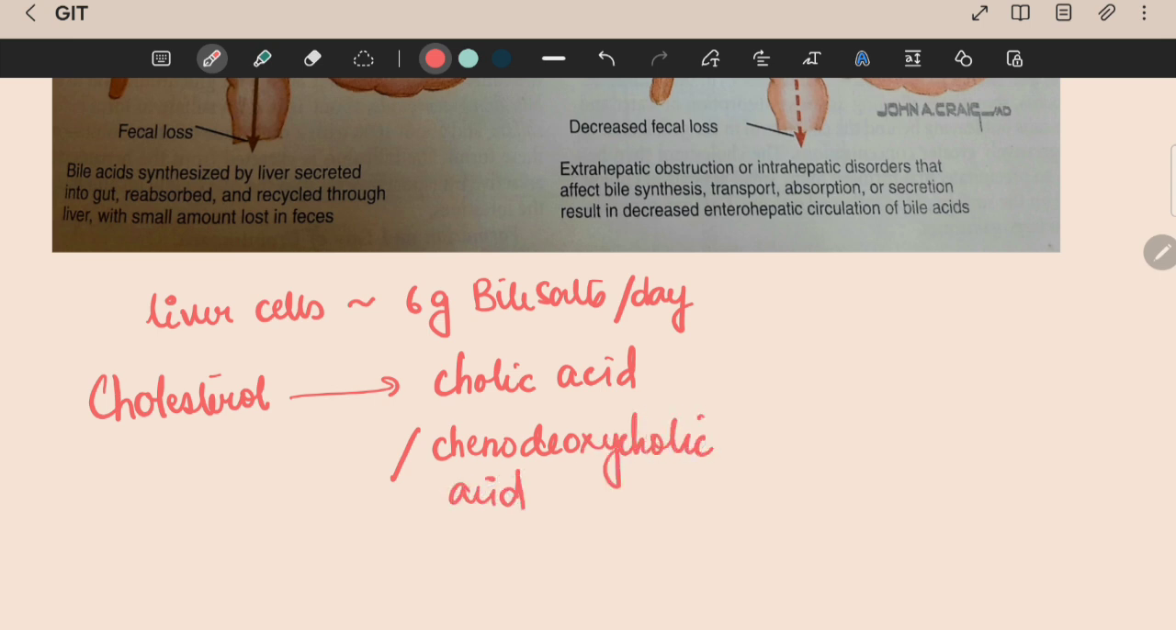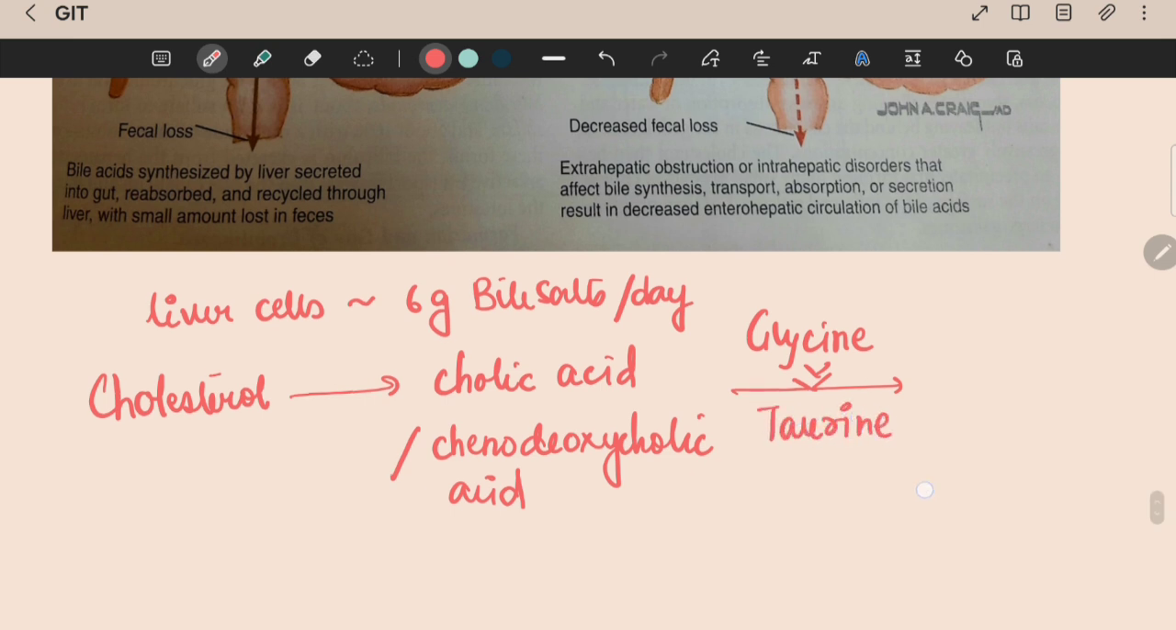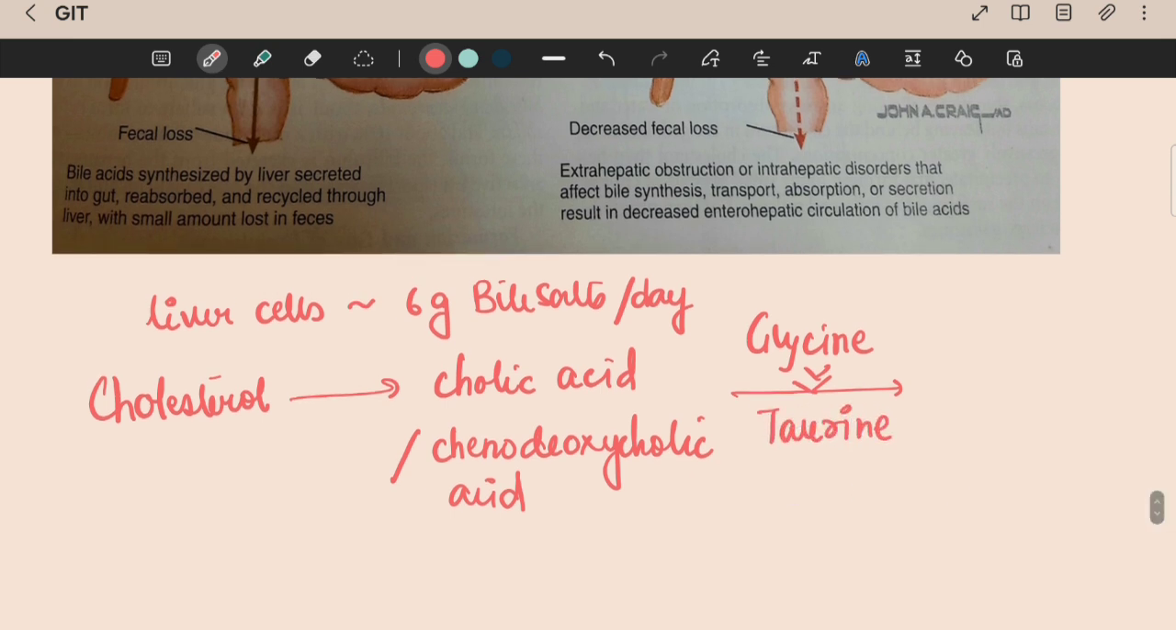So cholesterol is first converted, and these acids are then combined principally with glycine and, to a lesser extent, with taurine. That is, there are the amino acids glycine, mainly glycine, and also to some extent taurine. When this is happening, they form glyco- and tauro-conjugated bile acids. So there will be glyco- and tauro-conjugated bile acid formation.